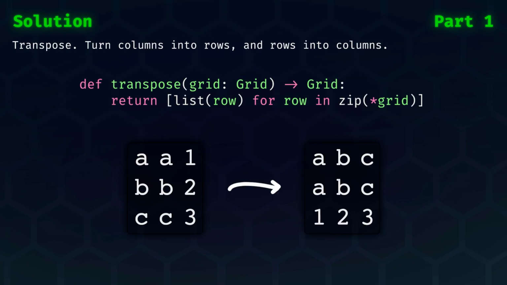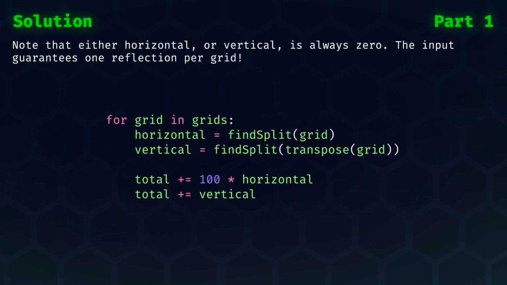Now, we already know how to get the reflection for a grid, but checking the vertical reflection requires us to transpose the grid itself. Here's a short function to achieve this, with a visual example of what it means to transpose. Then lastly, why can we just add both the horizontal and vertical result without checking? Well, we are guaranteed to have one reflection line, so the direction in which there is no reflection will always return 0. And that's it for part 1.